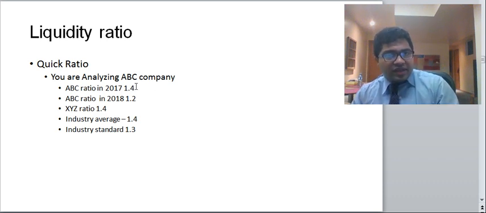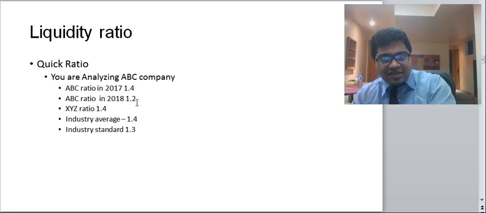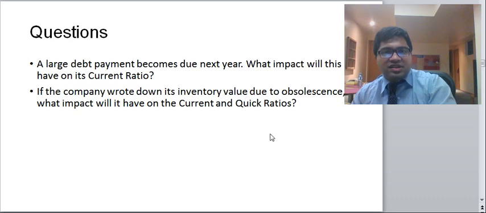So you're comparing quick ratio now. It was 1.4 in 2017. Now it has gone down to 1.2. So as compared to its past, ABC's liquidity position has deteriorated. So it has lesser assets versus its liabilities. Then as compared to its competitor, the ratio is low. As compared to industry standard and industry average, the ratio is low. So company has bad liquidity as compared to its competitor, industry average and industry standard.